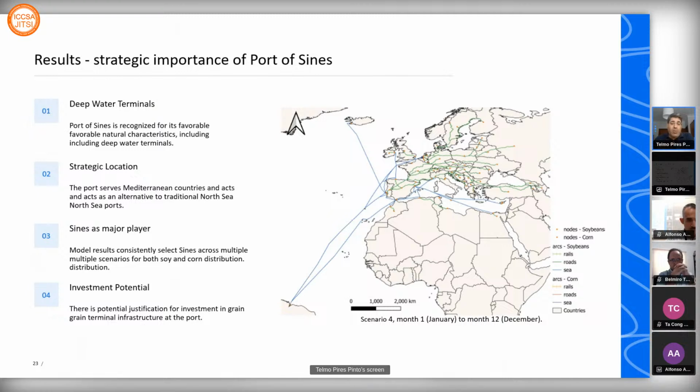According to the various model results that we have, Sines is consistently selected across multiple scenarios for the distribution of soy and corn, highlighting its importance in agriculture logistics. Additionally, there is a strong potential to justify investment, for instance, in grain terminal infrastructure at this port, which could further enhance its capacity and operational efficiency.